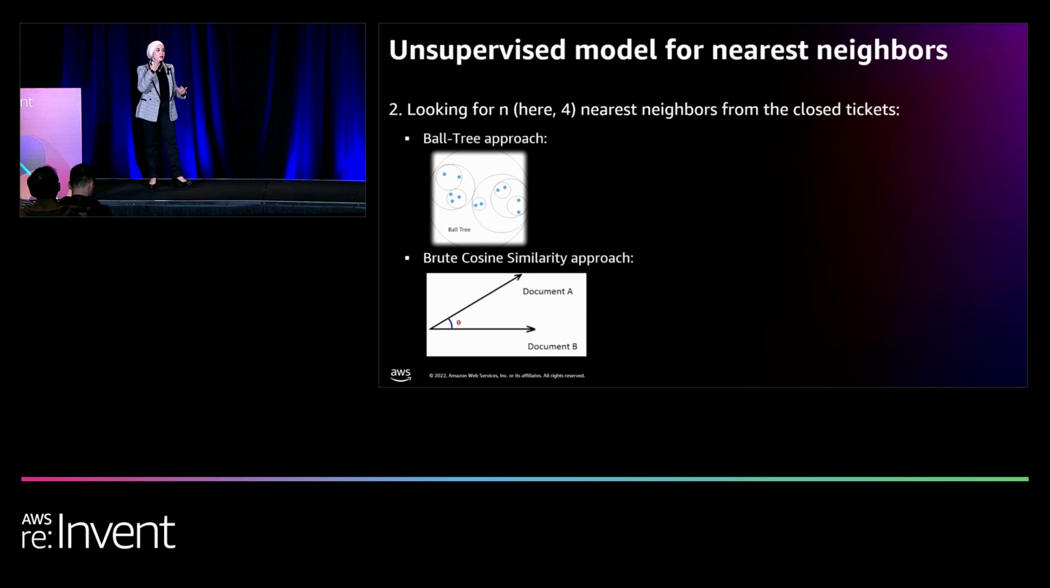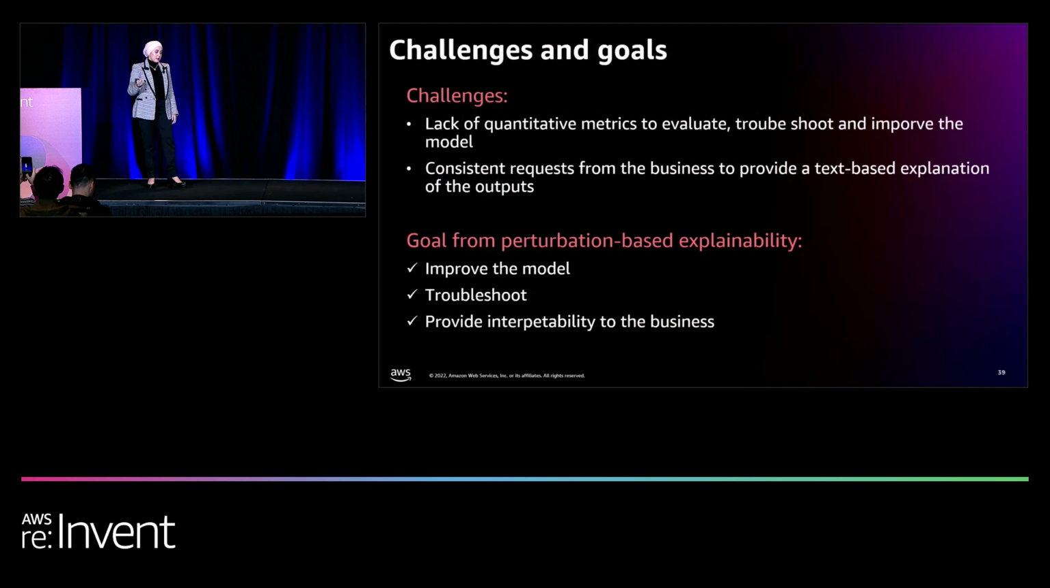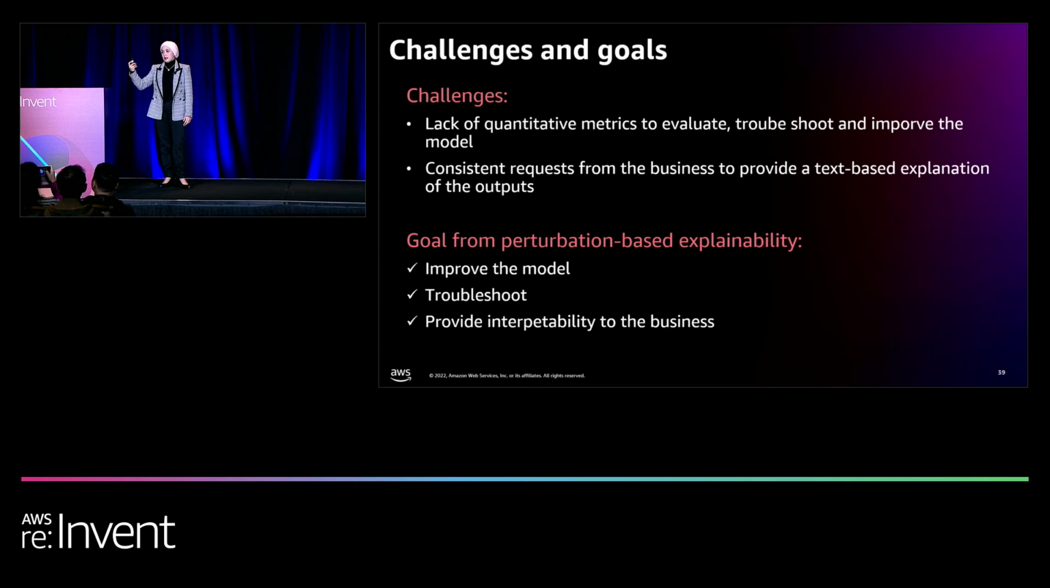We can have some accuracies of clustering resolution, these types of things, but we cannot have clear accuracy measures. And this is why we needed an explainability model. So as I explained to you, the challenges were the lack of quantitative metrics to estimate accuracy, which was very painful because we cannot automate if we don't understand. Then we have consistent requests from the business as well to try to understand better our model and how from these texts I ended up having these nearest neighbors. Now the goal for the perturbation-based explainability is actually to improve the model, to be able to troubleshoot it and see when it is not working very well, and also be able to provide the required interpretability to our business.